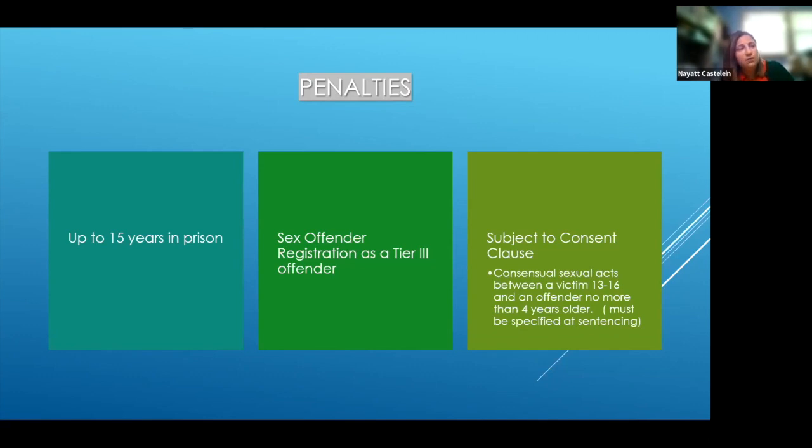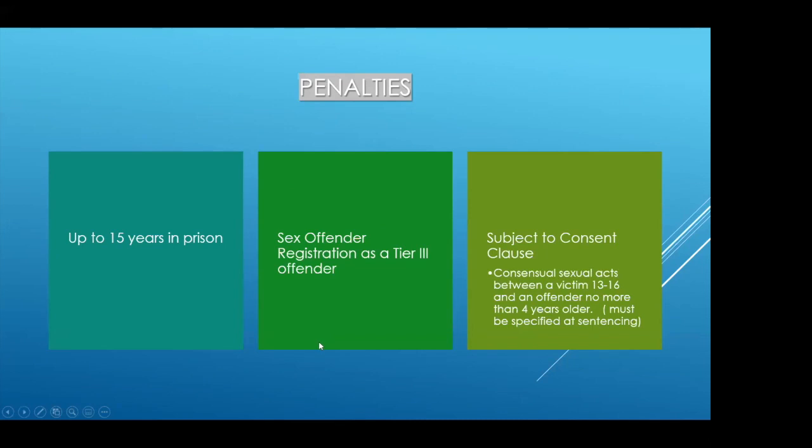So if there were consensual sex acts between a victim who is 13 to 16 and the offender is no more than 4 years older, they could qualify for the consent clause. It has to be specified at sentencing by the judge that they are awarding the consent clause. And that 4 year age difference is to the date. So it can't be like 4 years and 1 month, then they wouldn't qualify. It would have to be right at the 4 years, no more.